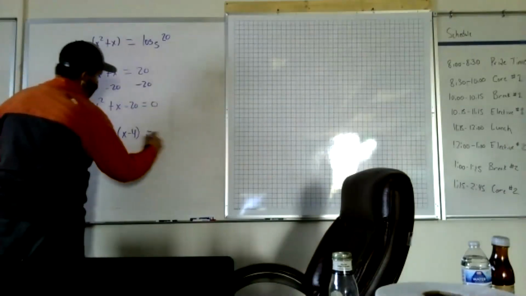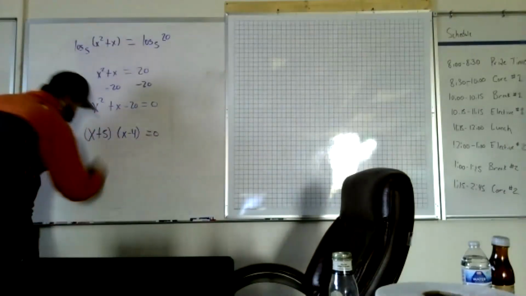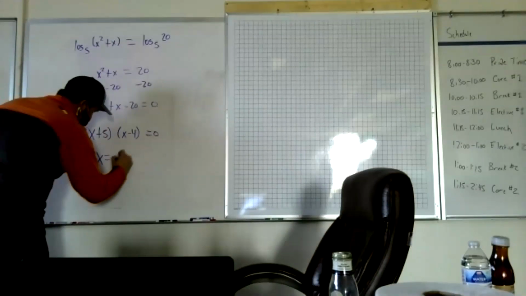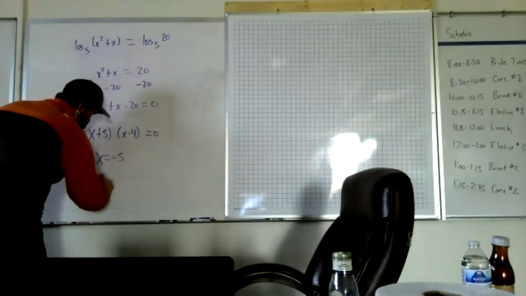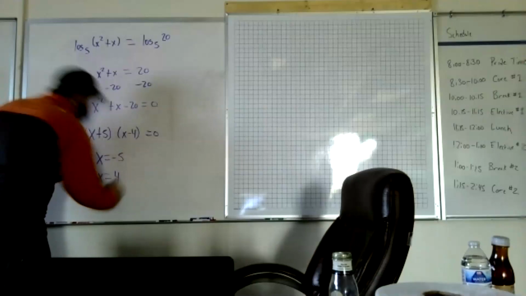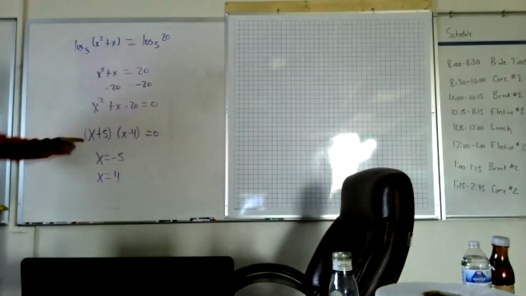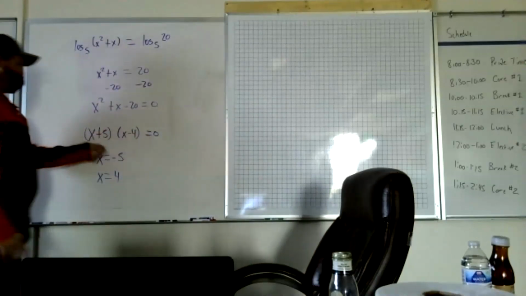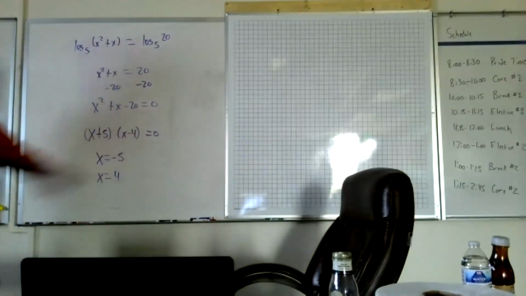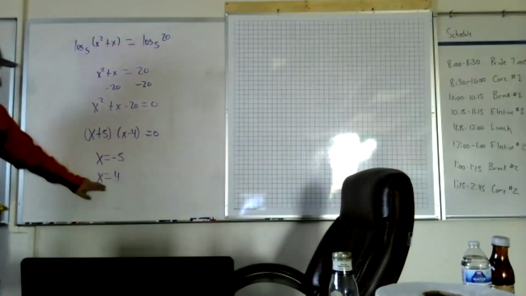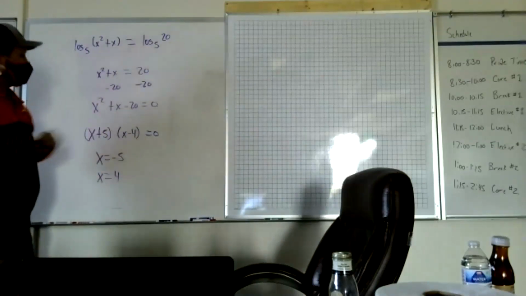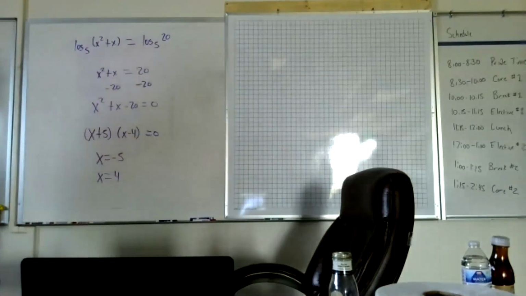Okay, what does that do for me? If I set them both equal to 0 and use the zero product property, I'm going to get that x is equal to -5 and x is equal to 4. Set them both equal to 0 and then solve for x. This one, x plus 5 is set equal to 0, subtract 5. That's how you get x is equal to -5. Then x is equal to 4. Same reason, through the zero product property.